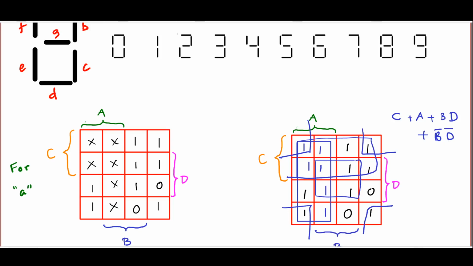This time we are going to take a look at the segment labeled G, that is the middle line here. So as you can see from these pictures, 0, 1 and 7 have a low value for this particular output which drives the segment G. The rest, 2, 3, 4, 5, 6, 8 and 9, all have a high value for G.